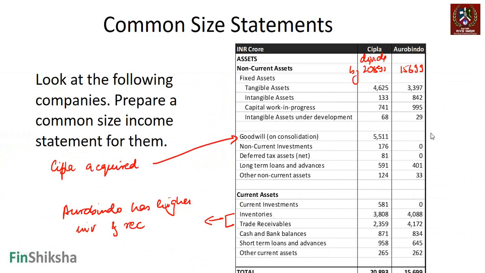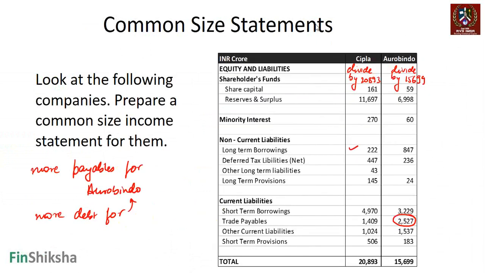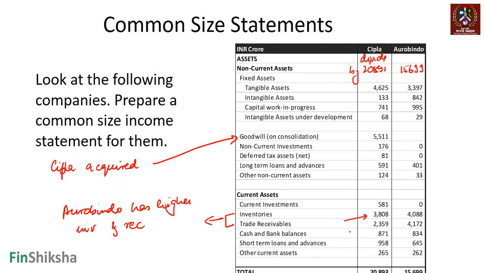So in this case, these are two pharma companies. We find that the first firm, Cipla, has lesser debt. It has lesser payables. It also has lesser inventory and lesser receivables. At the same time, it has some goodwill on consolidation, which is a fair chunk of the balance sheet size. If you actually look at this balance sheet size, nearly 25% of the balance sheet is goodwill. Now that's interesting because obviously they paid this 5,500 crore extra, right?